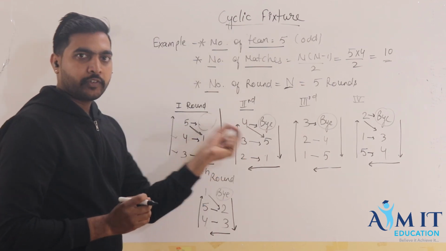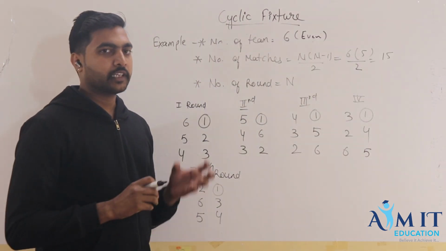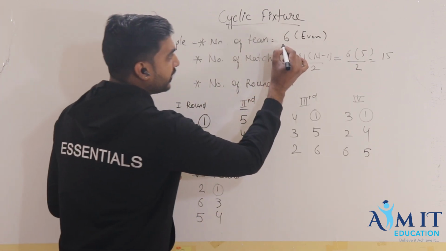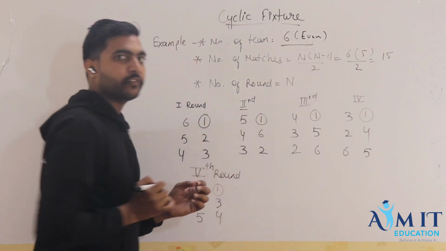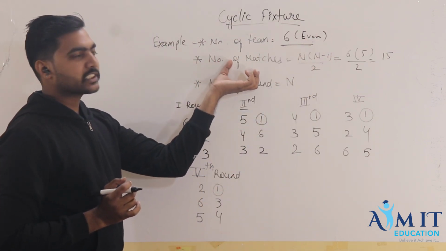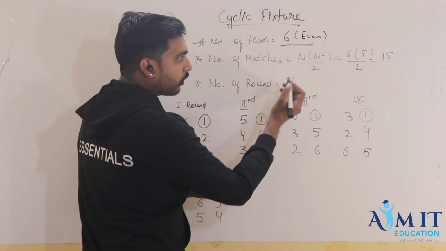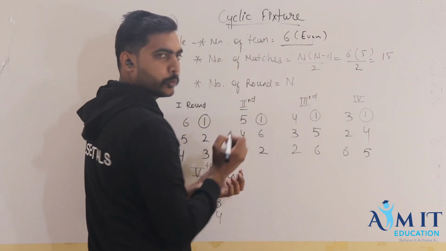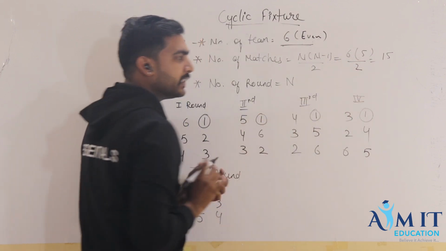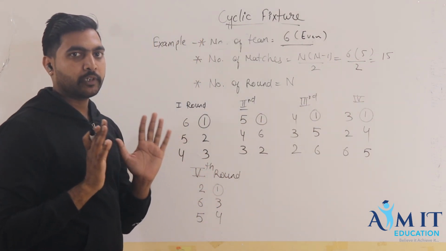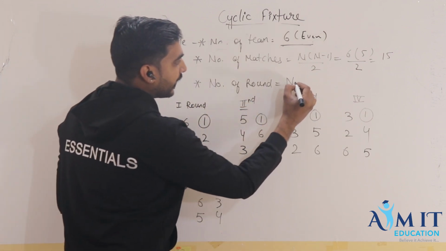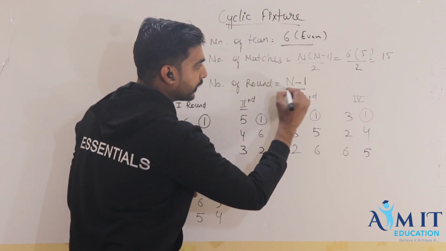Now we see, if we have an even number of teams, how we draw the cyclic fixture. So we take 6. How many teams do we have? 6. It means it is an even number. The number of matches, we already know the formula, n(n minus 1) divided by 2. So 6 times 5 divided by 2 means 15. So the total number of matches will be 15. Third is the number of rounds, that is n minus 1. Remember this one.